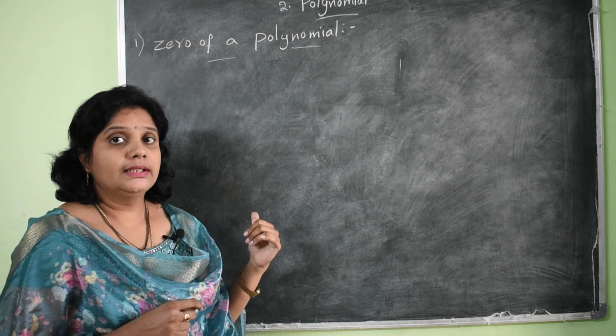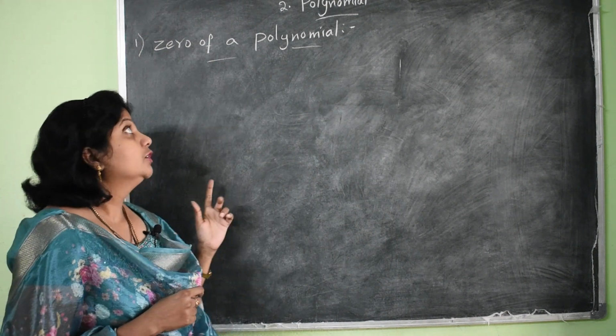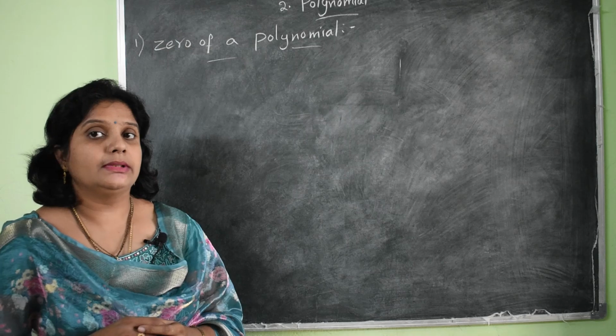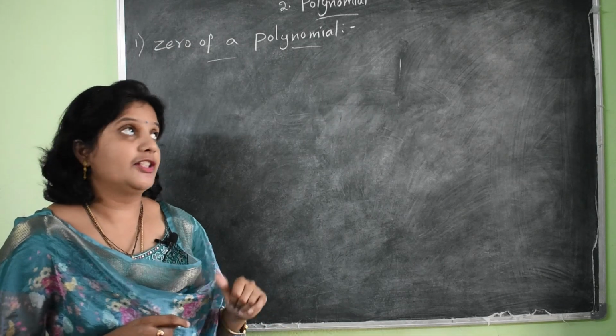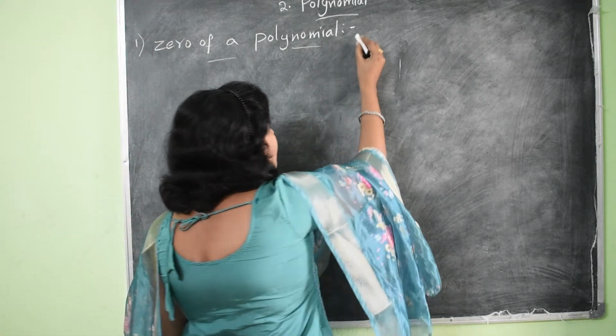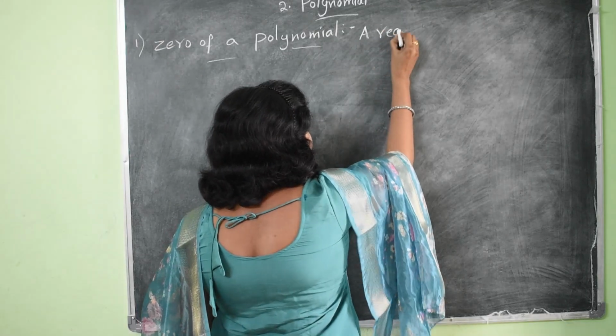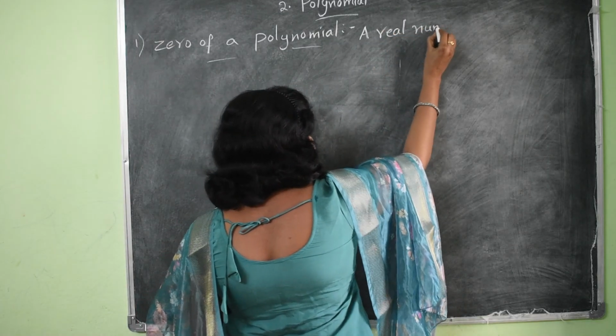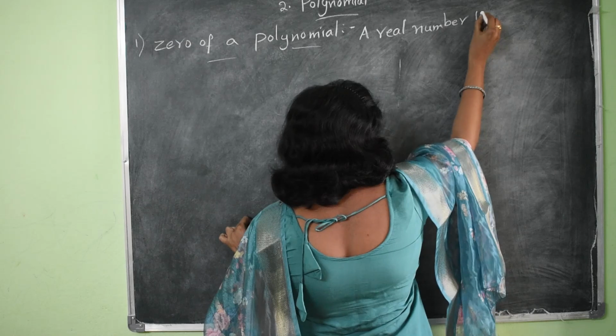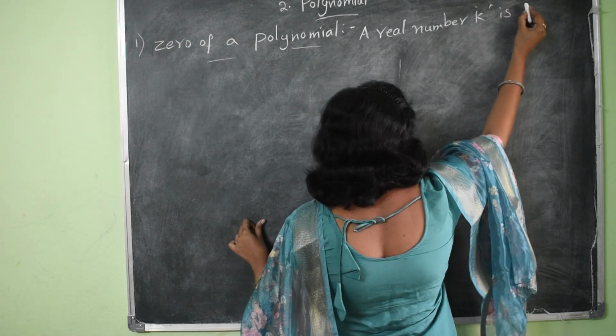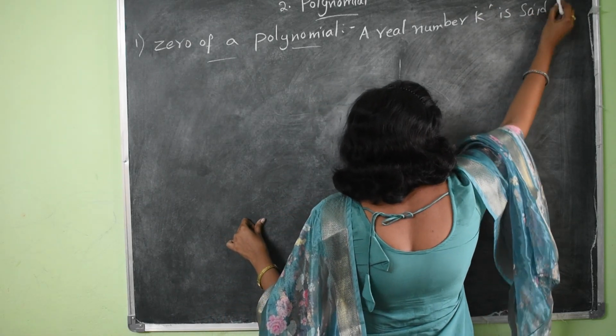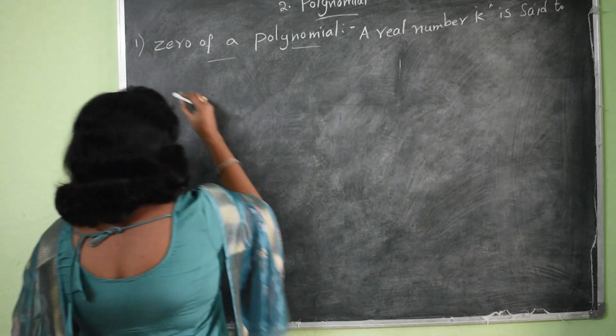Our next topic, zero of a polynomial. So what is meant by zero of a polynomial? First, write the definition. What is meant by zero of a polynomial? A real number k is said to be a zero of a polynomial.